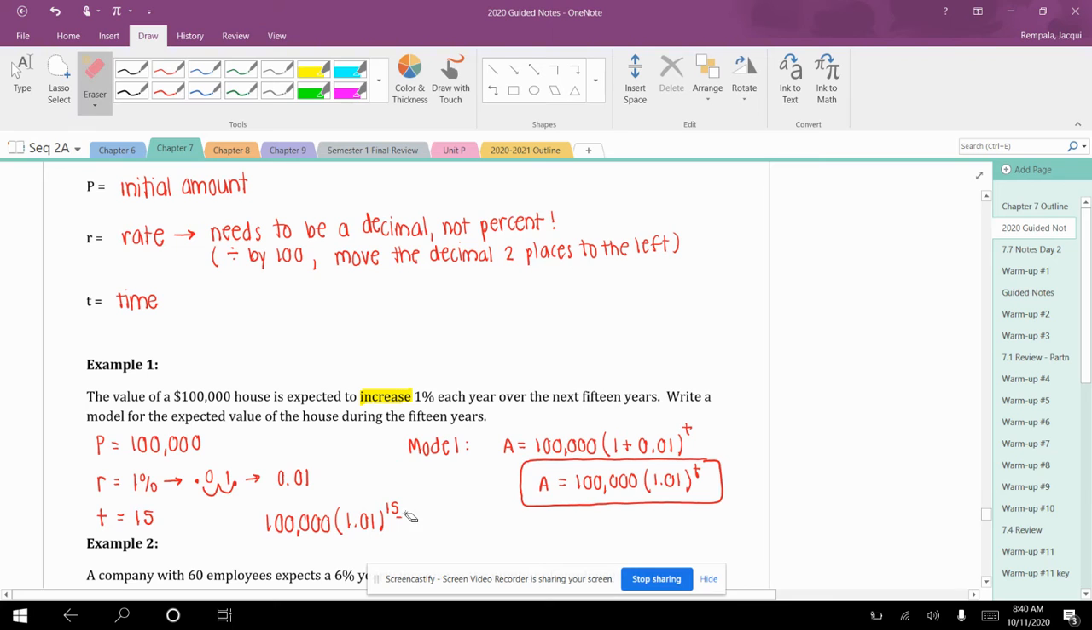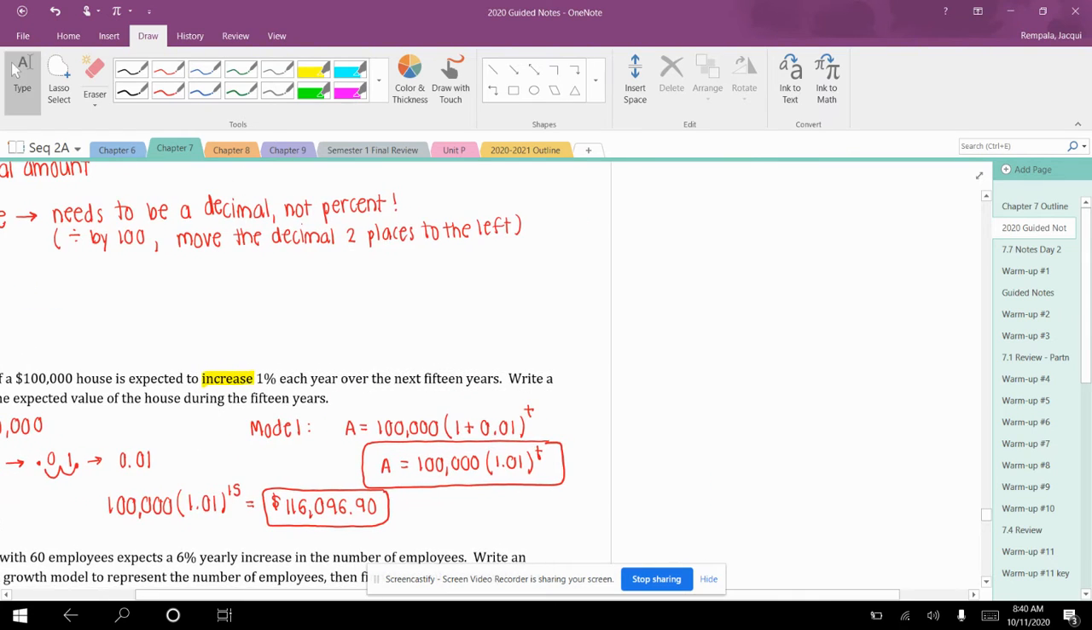Okay, so this, when we plugged it into our calculator, was $116,096.90. So just a quick reminder on rounding. Okay, so let me write that off to the side here. So our reminder for rounding. We want to look at the third decimal.